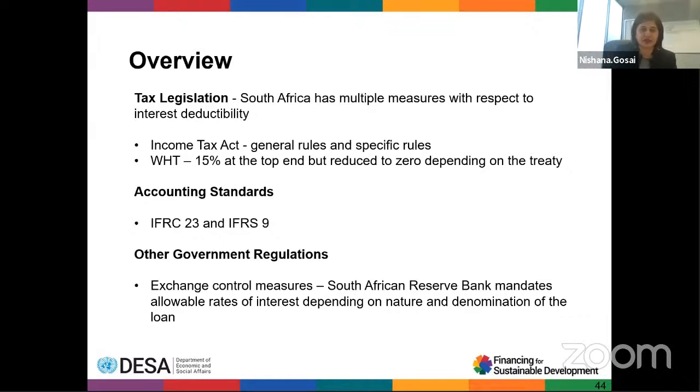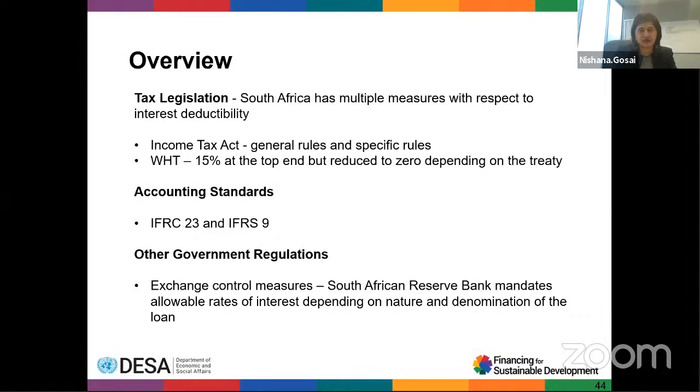So from a legislative point of view, we've got multiple rules. We've got tax rules, in the Income Tax Act, which is broken down between general rules and specific rules. We have a withholding tax system. We've got a rate of 15% at the top end, but the treaty can reduce it to 0, and it depends on the trading partner.